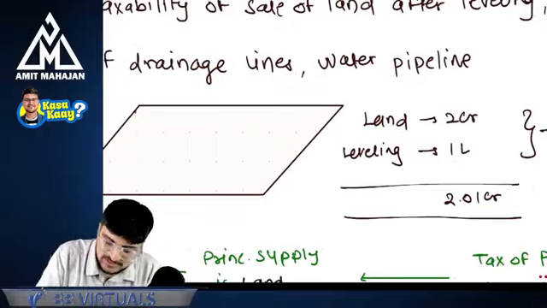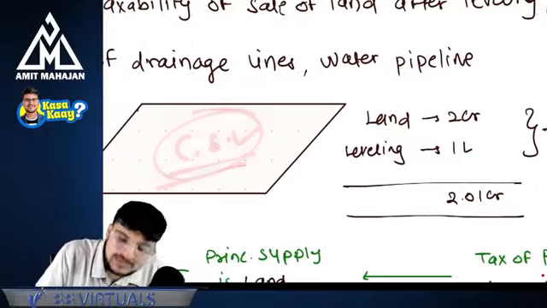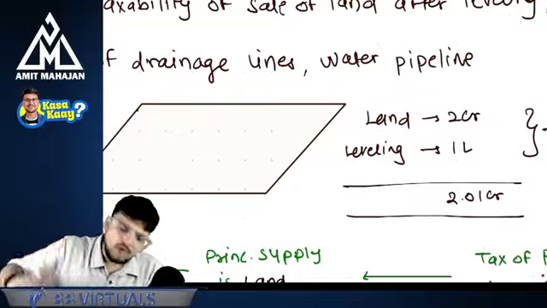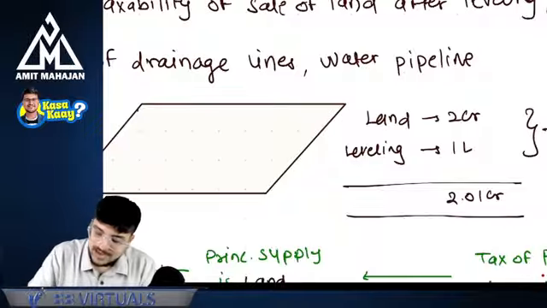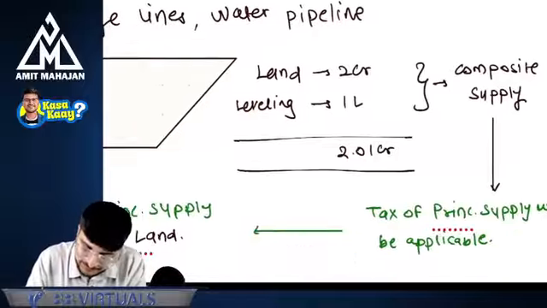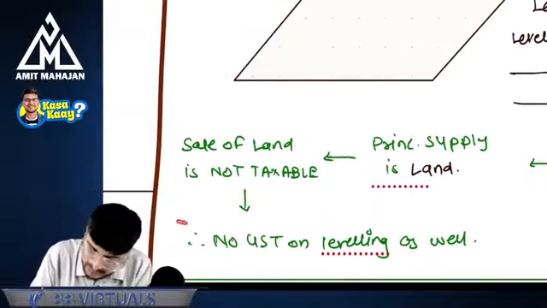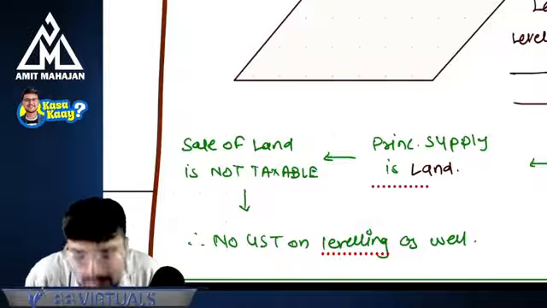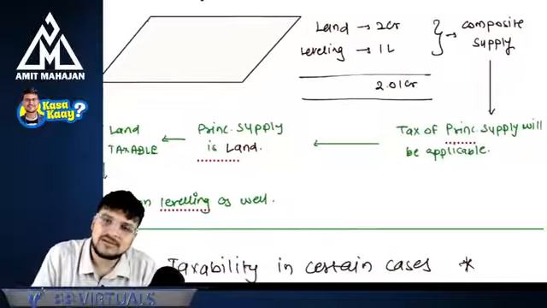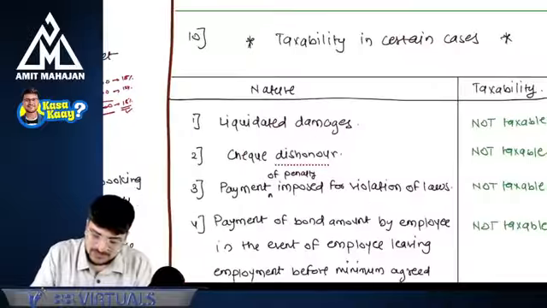Please understand, this will be considered as a composite supply, and the tax rate of the principal supply will be applicable. Which is the principal supply? Land is the principal supply. Whatever the taxability of land is will be applicable on 2.01 crore. But we know that sale of land is not taxable, and therefore there will not be any GST on leveling as well. Perfect, no problem. Okay.